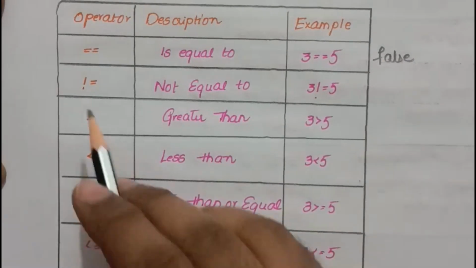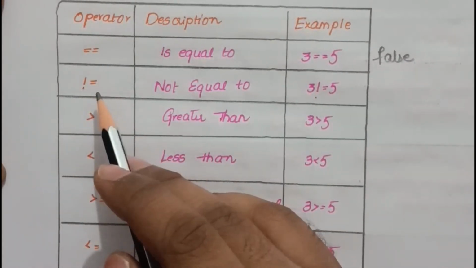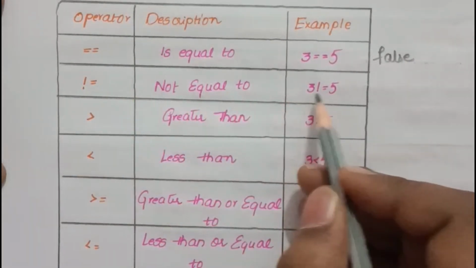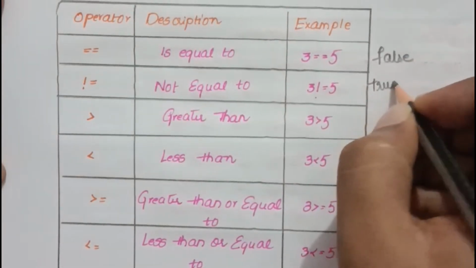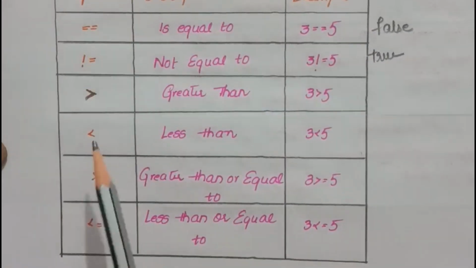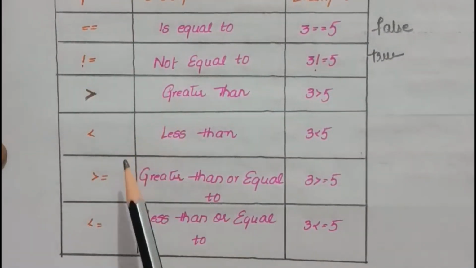Second is not equals to. Exclamation mark followed by equals to sign is known as not equals to. 3 not equals to 5. Of course 3 is not equals to 5. It returns true. We know in mathematics greater than and less than symbols.